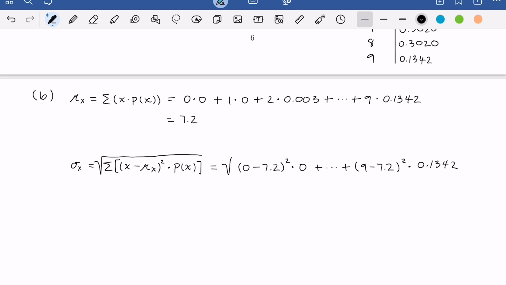Once we take this sum here, this whole thing is a sum, we're going to take the square root of this. So let's see, before we square root this, this is going to be 1.4400 approximately. Taking the square root of that is going to give us a standard deviation of 1.2.